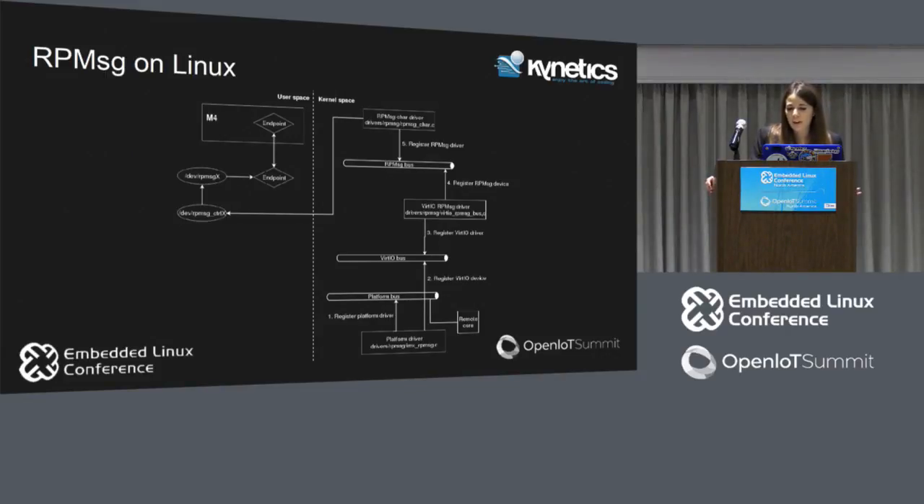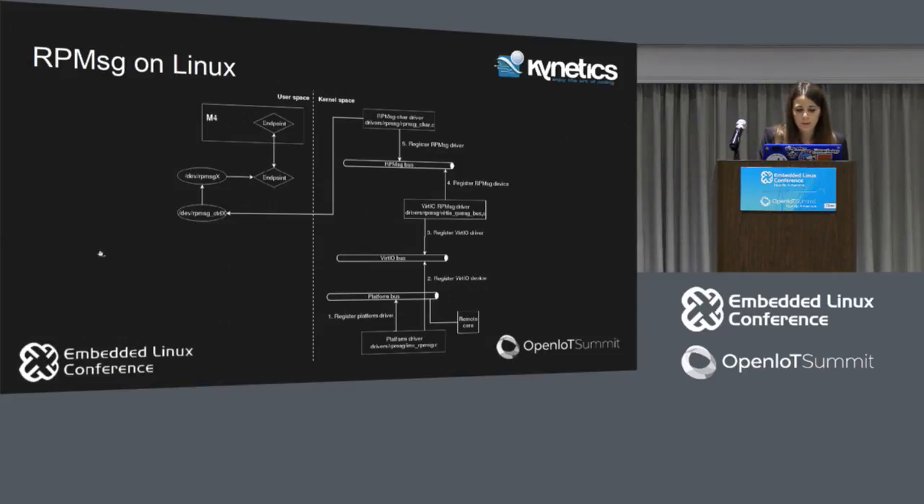Here we have one last custom driver, which is the RP message char driver, which is quite recent. It has been introduced in the 4.11 Linux kernel version. And of course, it registers itself as an RP message driver. As soon as it is probed, it creates this character device here, which represents our remote core. So it basically exports the remote core abstraction as a character device, which is really useful if you have to write a user space application and have to deal with communication with this remote core.